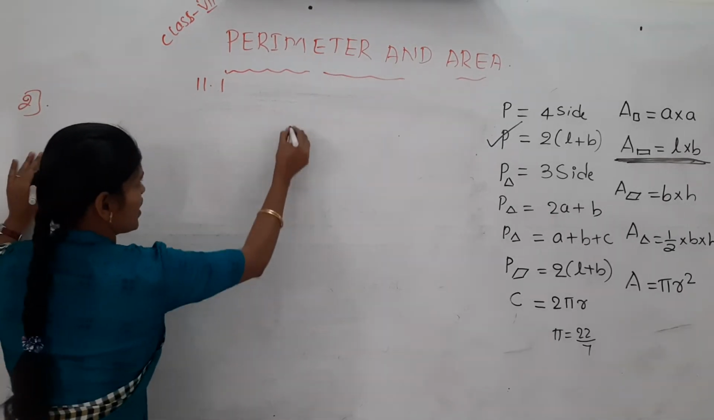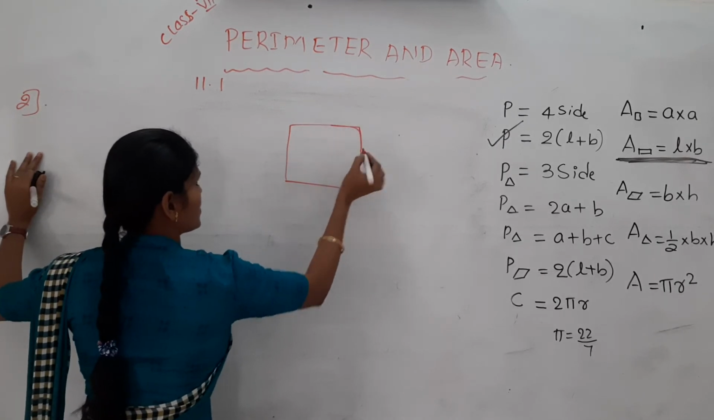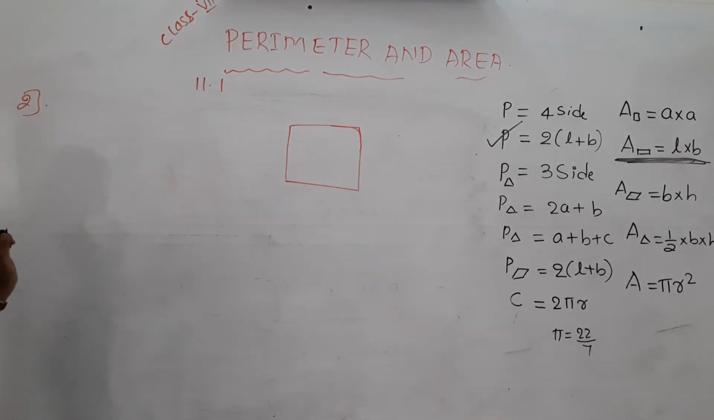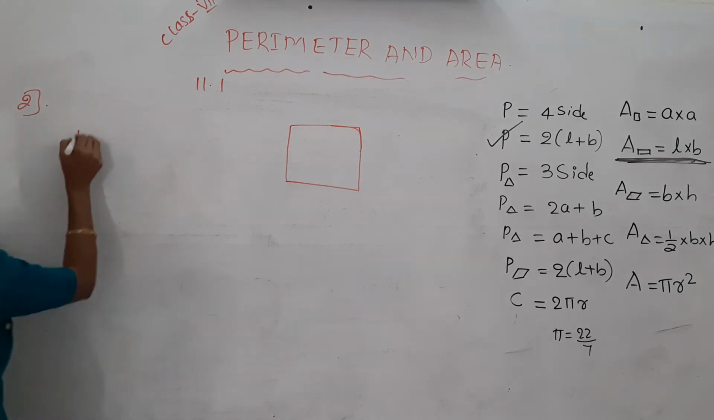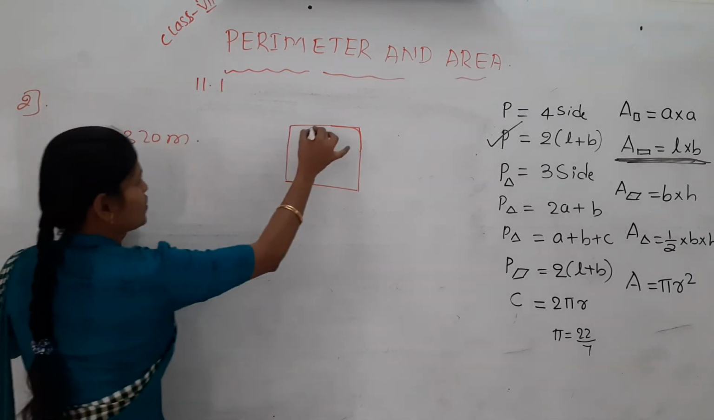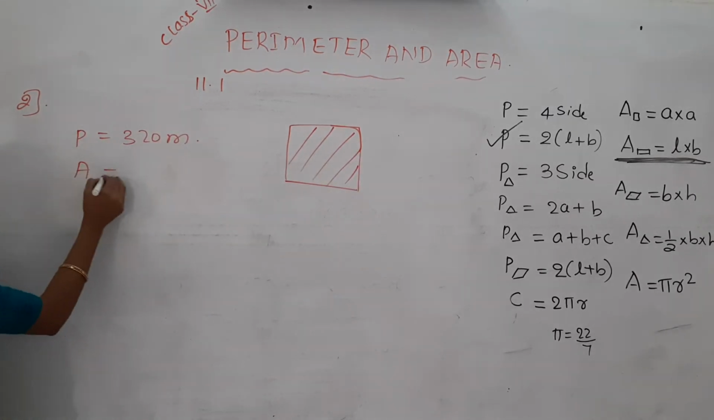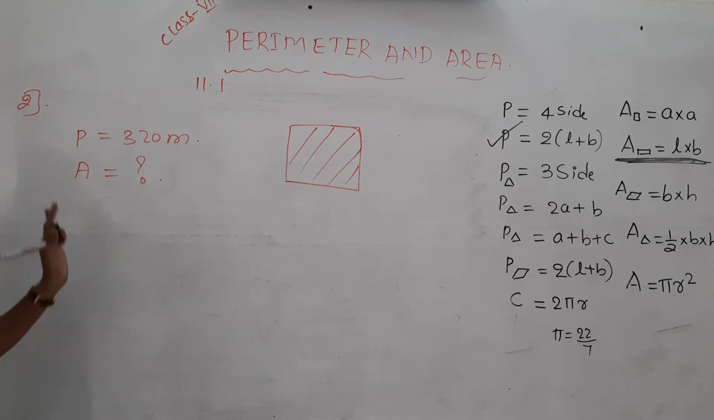Here there is a square part. Its perimeter he has given. What has he given? The perimeter of this square part is how much? 320 meter. But now we have to find its area. What is the area of the square part? How do we need to find it?